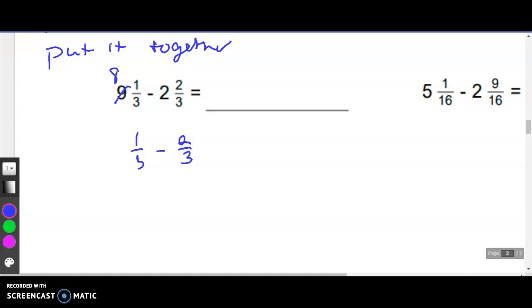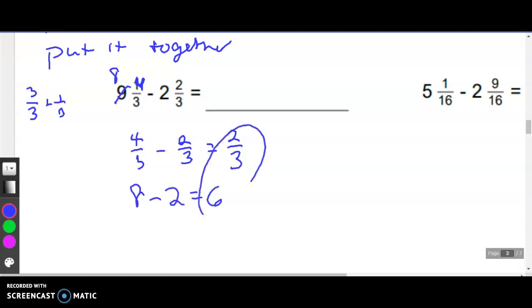So if we're looking at fractions, when we borrow 1, we're borrowing a whole denominator. So if the denominator is out of thirds, then what you're going to do is you're going to add 3/3 to the fraction. So now this is going to become 4/3. Because we borrowed 1, which is 3/3, so that's what turned the 9 into the 8, plus we already had the 1/3 that was there. That's how we got 4/3. So now this becomes 4/3 minus 2/3, which equals 2/3, and 8 minus 2, which equals 6. Put it together, and you get 6 and 2/3.